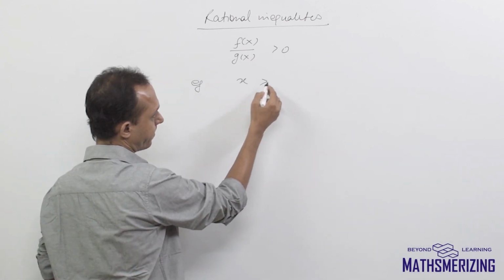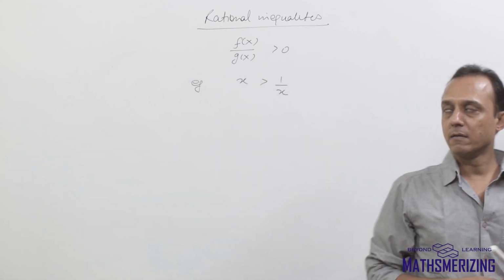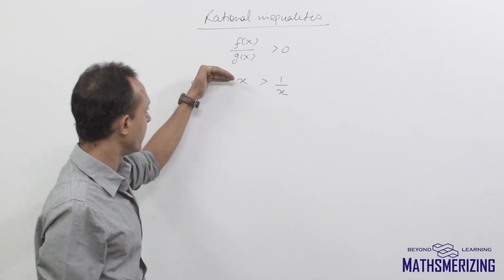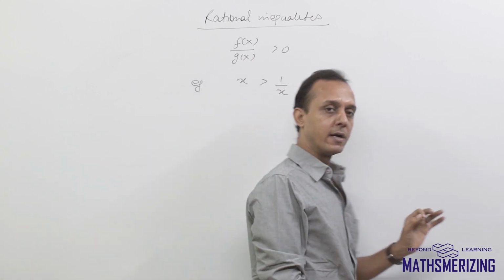x is greater than 1 by x. So this question is an example of a rational inequality. We have some expression in the numerator, we also have some expression in the denominator. Now, how do we solve any rational inequality?